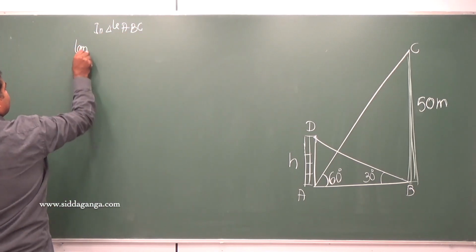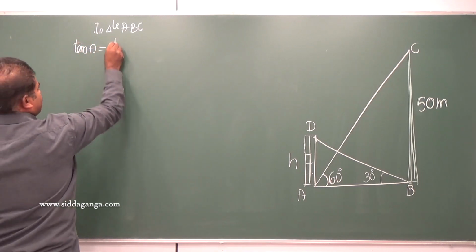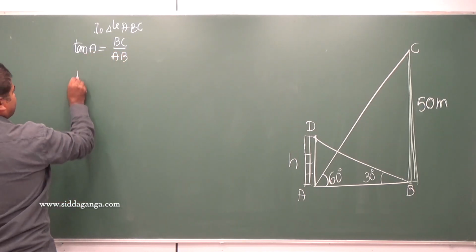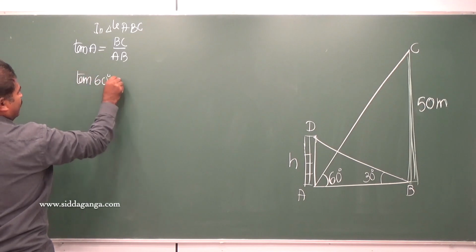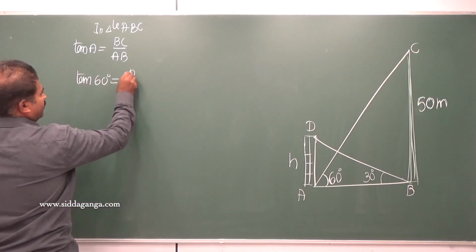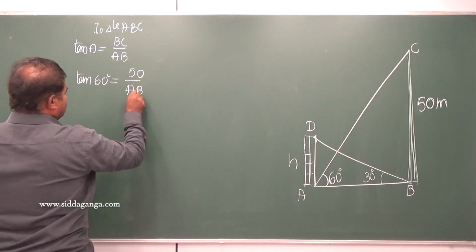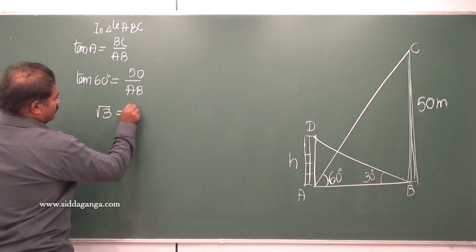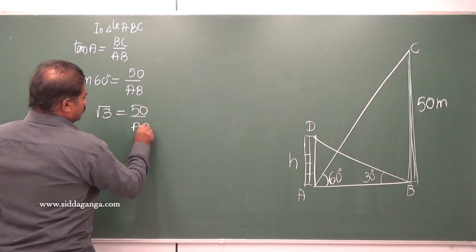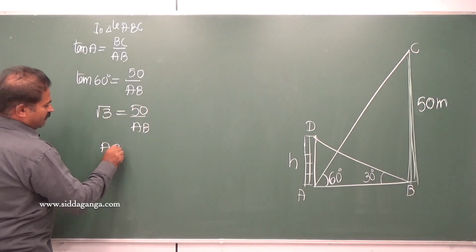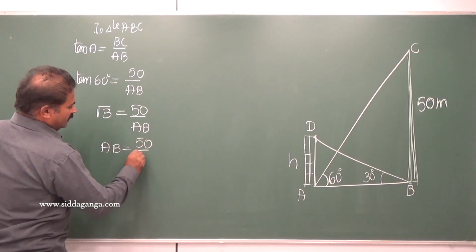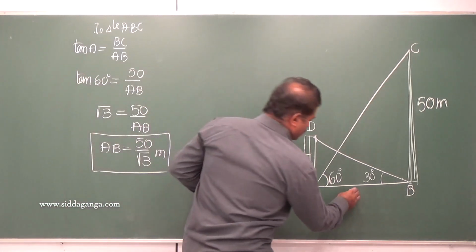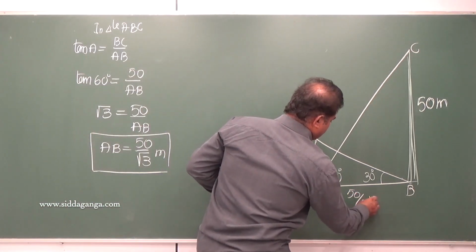now tan A is equal to opposite side BC divided by adjacent side AB. Now tan A is tan 60. So tan 60 degree is equal to BC, which is 50 meters, divided by AB. So what is tan 60? Tan 60 is root 3. So root 3 is equal to 50 by AB. So you can shift AB here and root 3 here. So you have AB is equal to 50 by root 3 meters. So now you have a value for AB. This is 50 by root 3 meters.